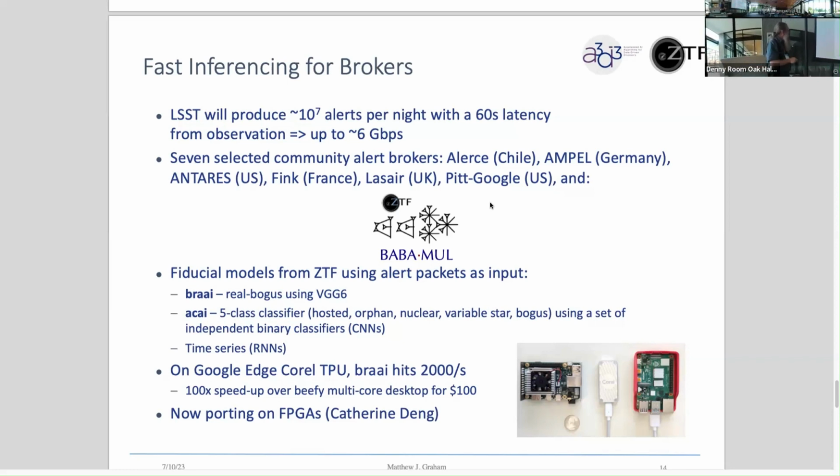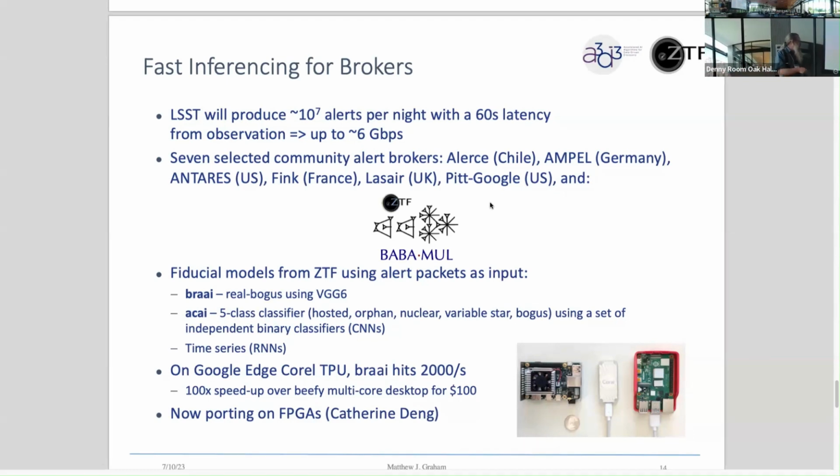We have a slightly more sophisticated model which says, well, is this thing that I'm looking at hosted, in the sense that there's a galaxy behind it? Is it orphan, there's nothing nearby? Is it nuclear, in the sense that it's right in the middle of the galaxy? Is it a variable star, because there's stuff around it which suggests that, or is it just, again, junk? So we have these 2 models. We've also got time series models that we're trying to run less. We have less dependency on these, but these are the 2 important for classifying the real-time alert stream.